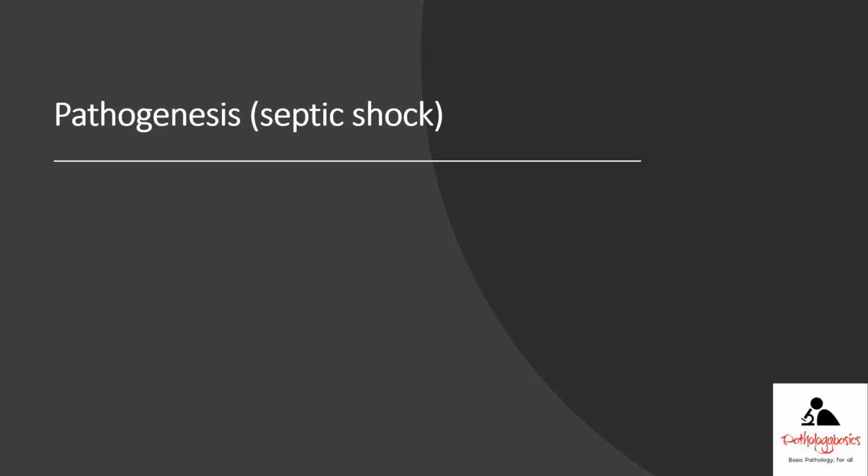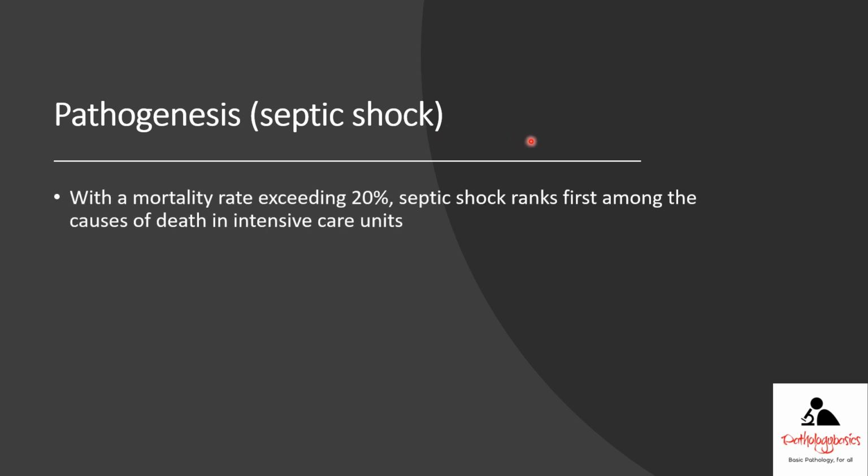What is the pathogenesis of shock? We are talking about the shock associated with systemic inflammation, also called septic shock. Point to be noted is shock ranks first among the causes of death in intensive care units. Intensive care unit patients, out of the various conditions, most of them have a widespread bacterial infection. This causes shock, which is called septic shock.